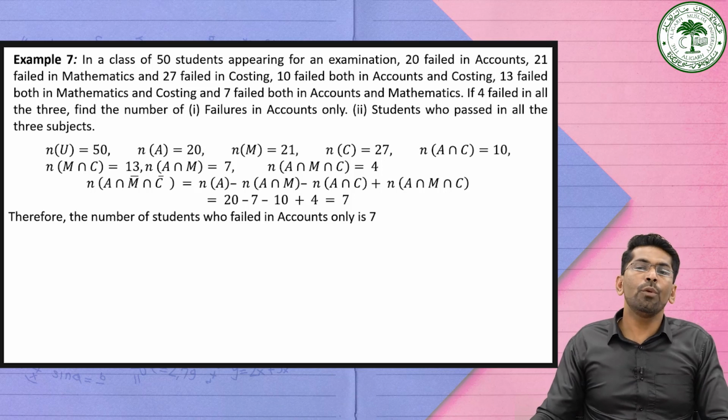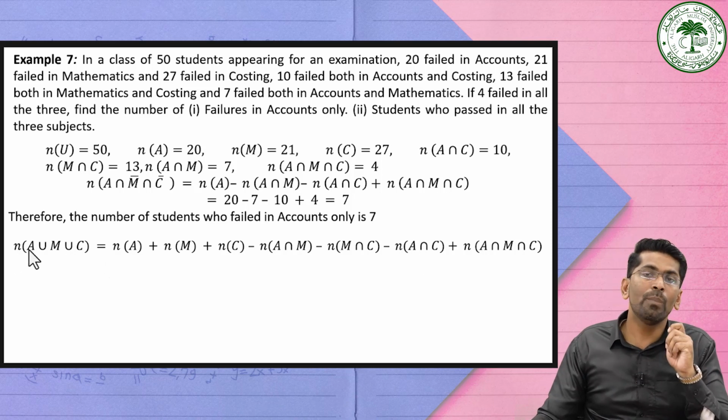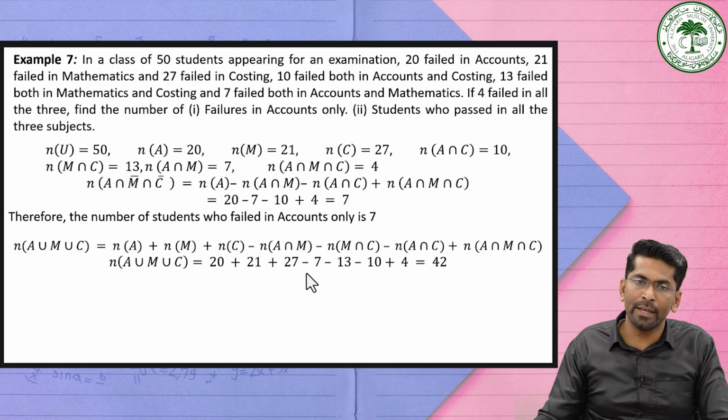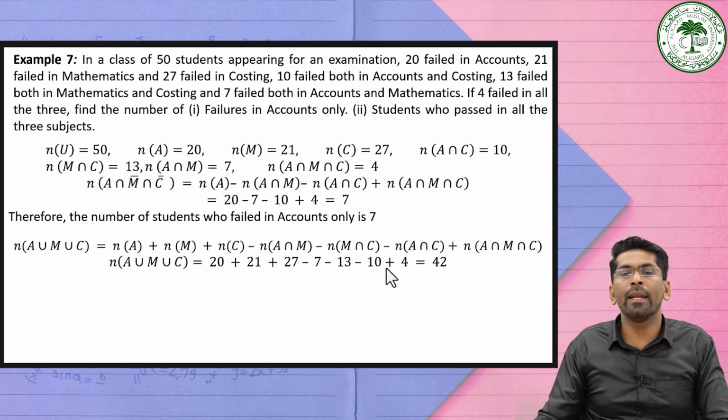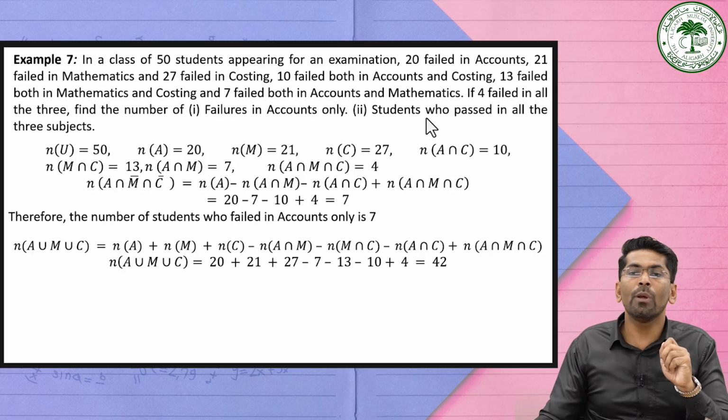So here we are going to find A union M union C, using the formula for calculating the union of three sets. The number of elements in A union M union C is, using the given information, 20 plus 21 plus 27 minus 7 minus 13 minus 10 plus 4. If you solve it, it is equal to 42. So this shows the number of students who failed in at least one of the subjects. But the question asks for the number of students who passed in all the subjects.